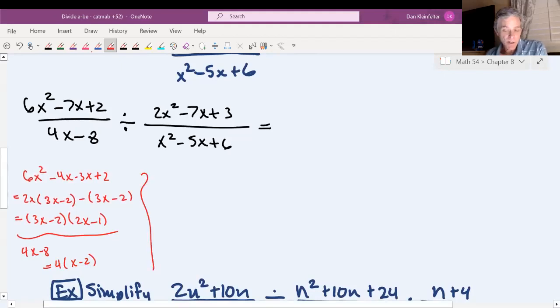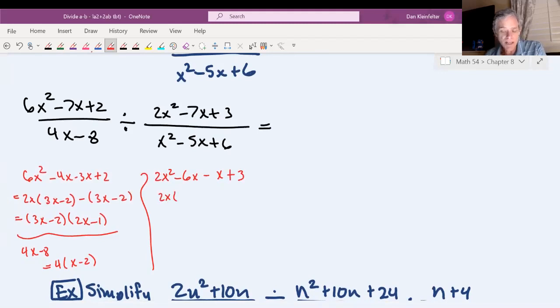Up top here, we have 2x squared minus 7x plus 3. And so we need two numbers that multiply to 6 and add to 7. That sounds like negative 6 and negative 1. Okay, so let me see if it works.